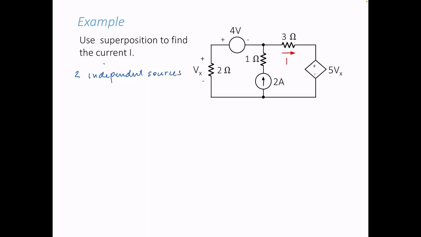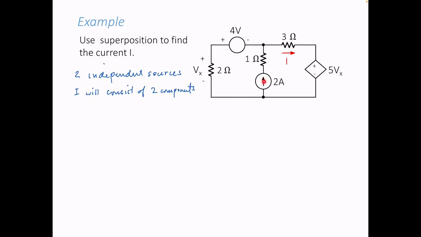And therefore, my controlled source has to have 2 components. It will consist of 2 components. One, due to the 4-volt source, and the other, due to the 2 ampere source.